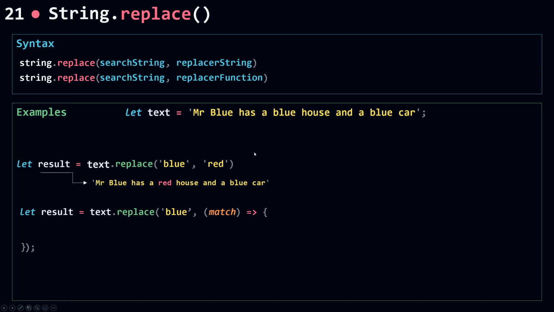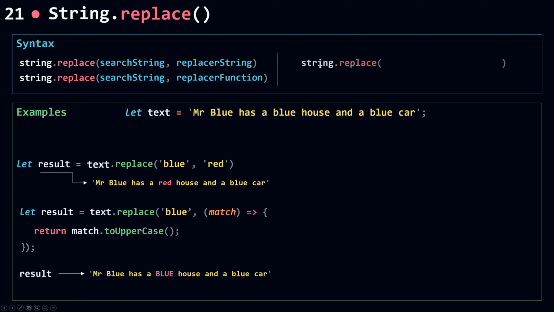Now what I'm going to do with blue here, I'm just going to go and uppercase it. So I'm going to use toUpperCase, a method we didn't see yet, but it's self-explanatory. So this will return blue uppercased, and that's going to be our replacer string in this case here. So if I take a look at result, now this will return this string here where the first match blue now is uppercased.